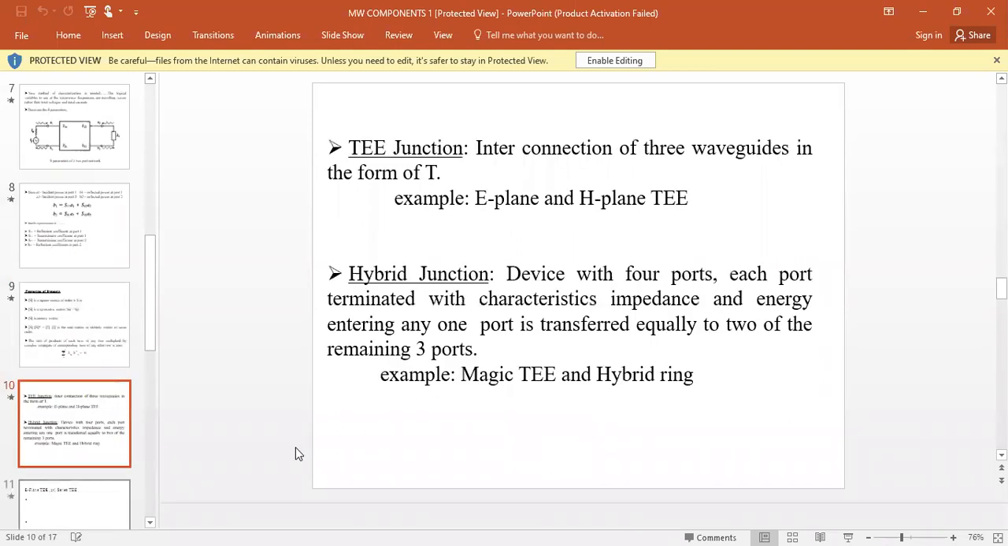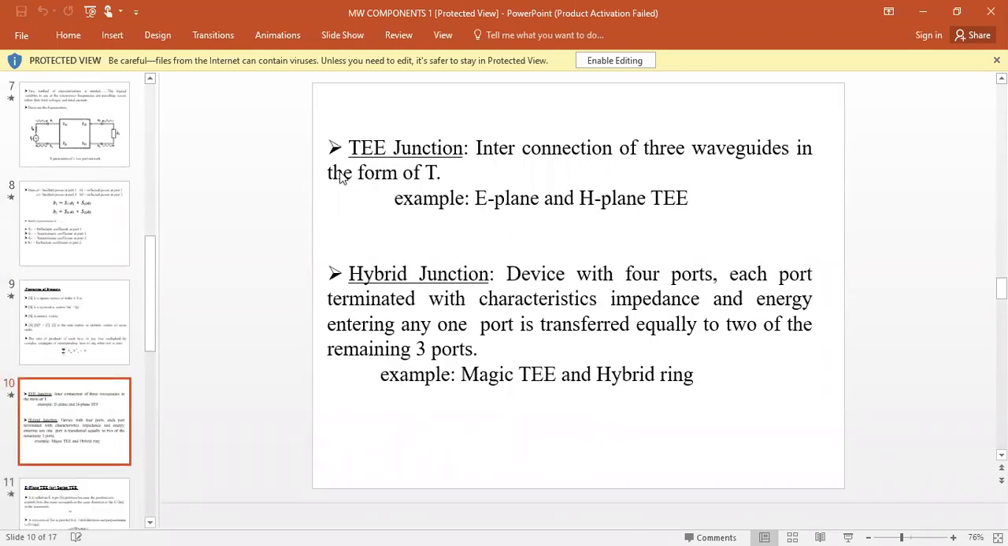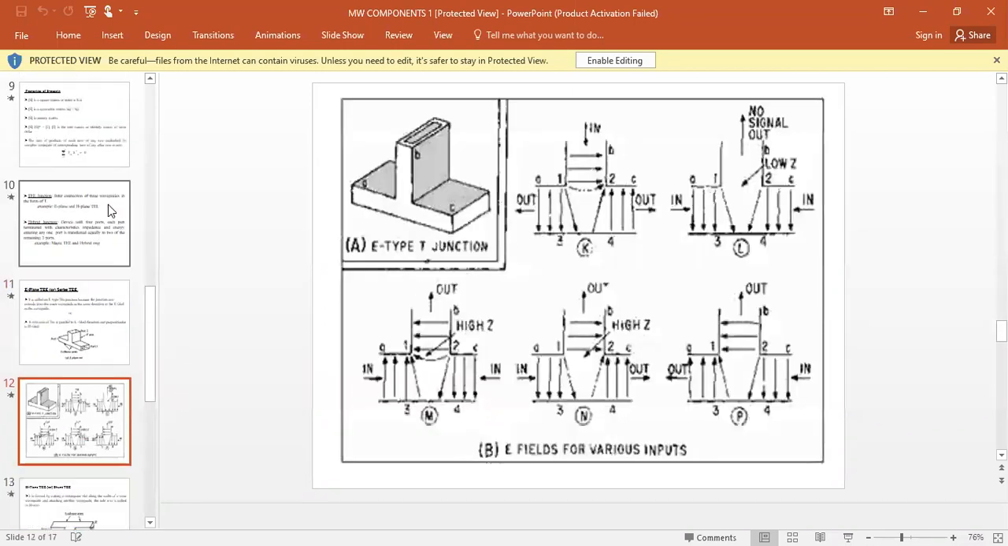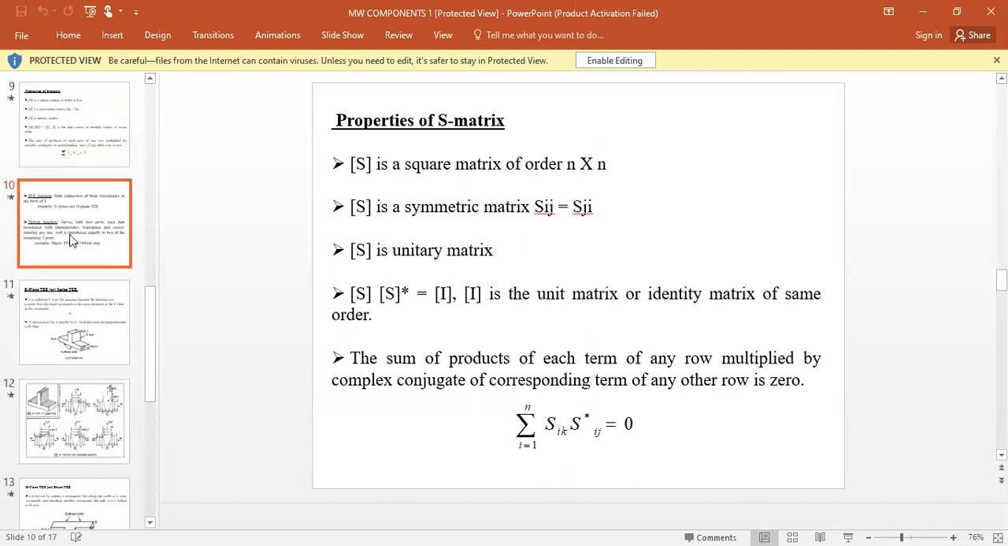Properties of the S parameters. So we already discussed the T junction, hybrid junction and E plane, H plane. Okay, first we can see the T junction.